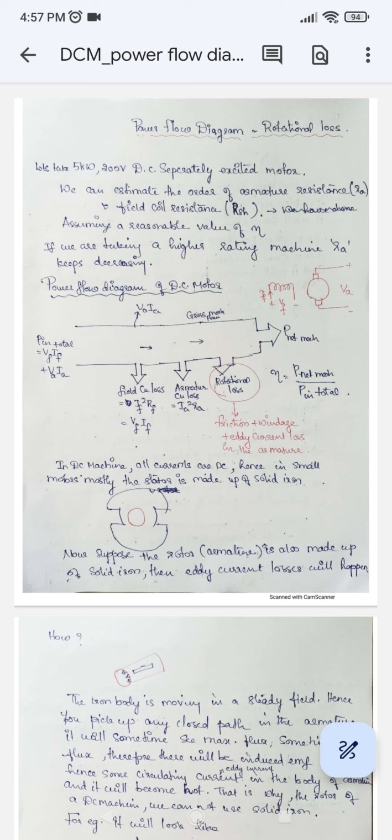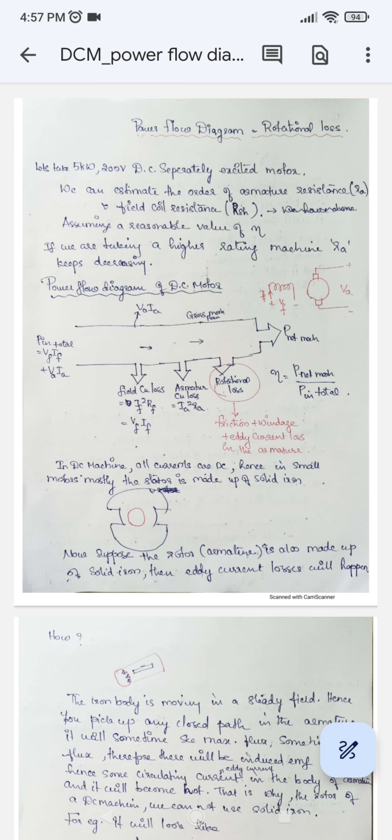And in which range does it fall? The armature resistance of the machine is usually very small, in the order of 0.3 to 0.5 ohms, whereas the field coil resistance will be in the order of hundreds of ohms. Alright, so there is a large difference in the armature resistance and field resistance.